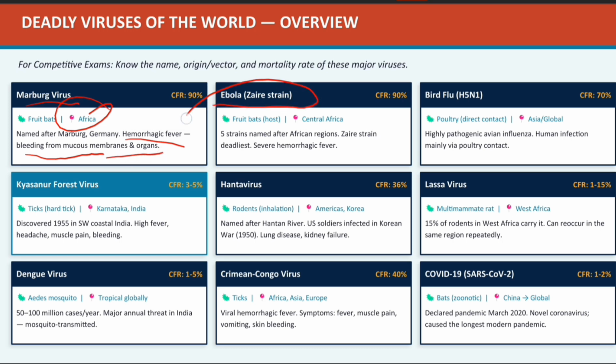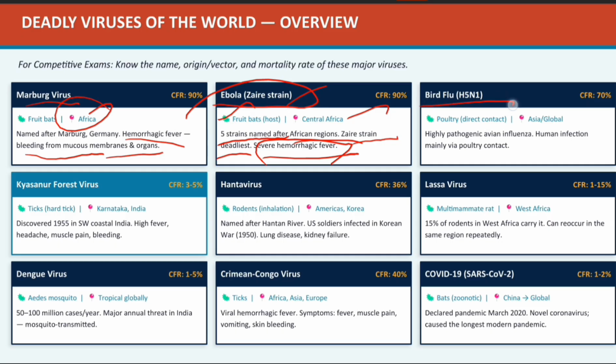Ebola, the Zaire strain, is spread through fruit bats, which are the host, and it originated in Central Africa. There are 5 strains named after African regions. The Zaire strain is the deadliest. The symptom of Ebola is severe hemorrhagic fever.